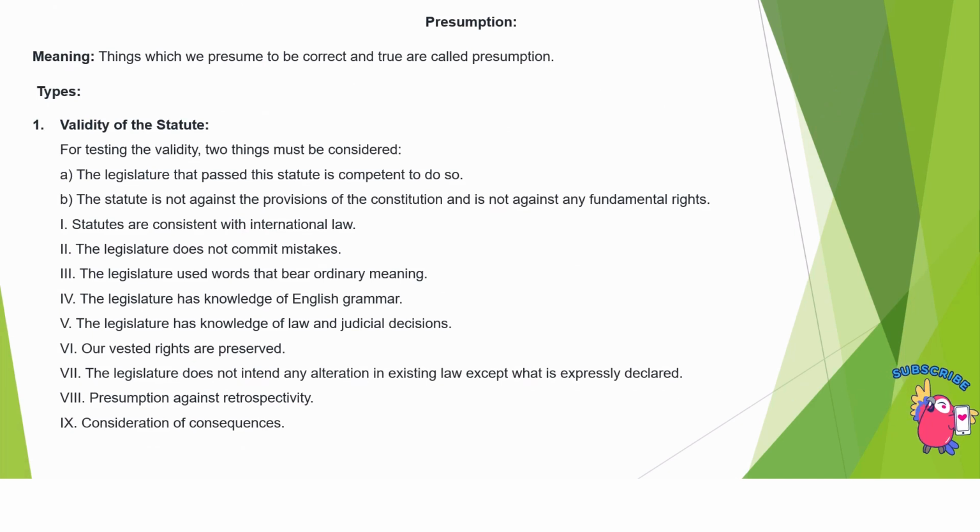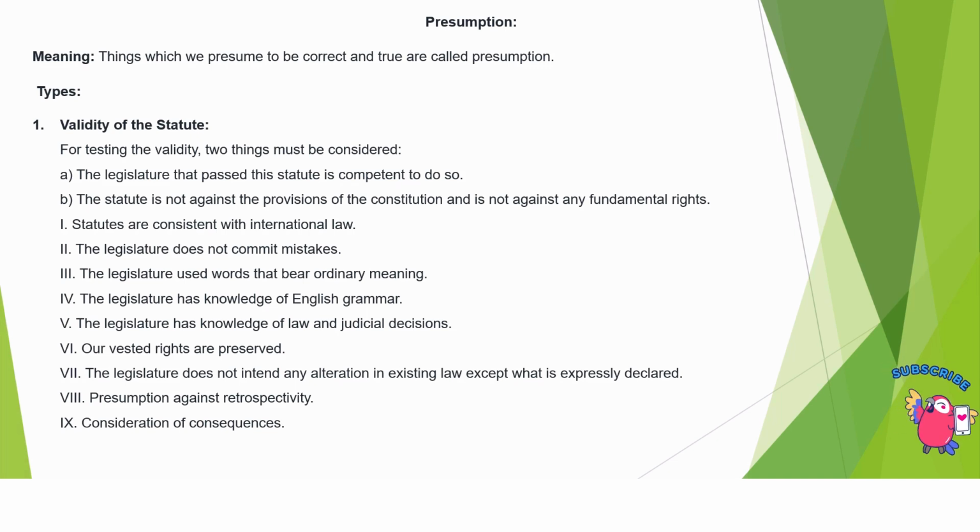Presumption. Things which we presume to be correct and true are called presumption. Types include validity of the statute. For testing the validity, two things must be considered: the legislature that passed this statute is competent to do so, and the statute is not against the provisions of the Constitution and is not against any fundamental rights.